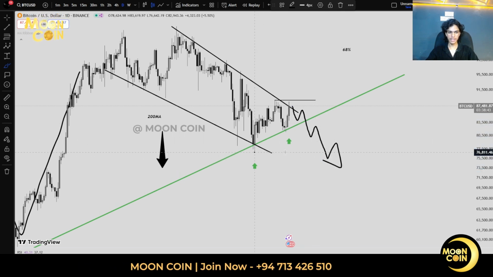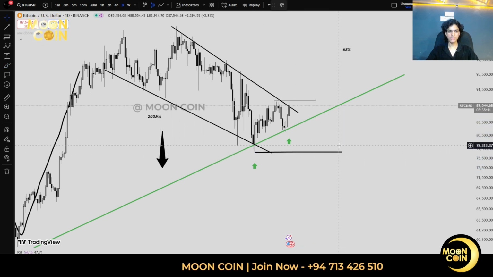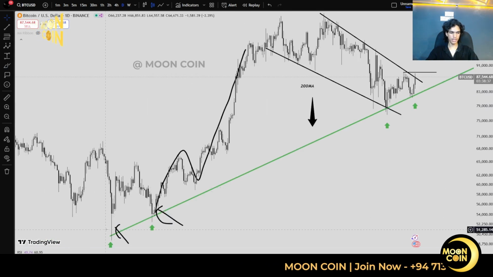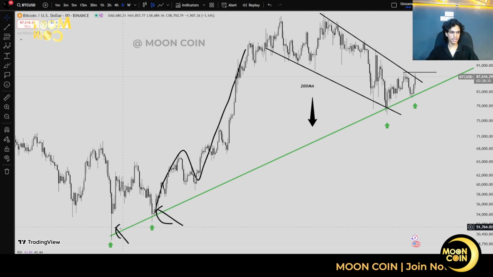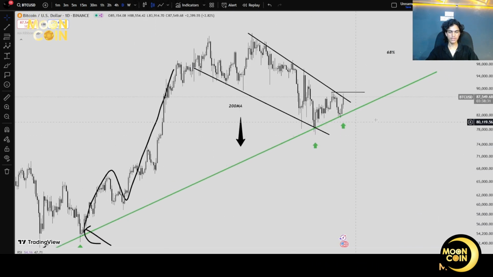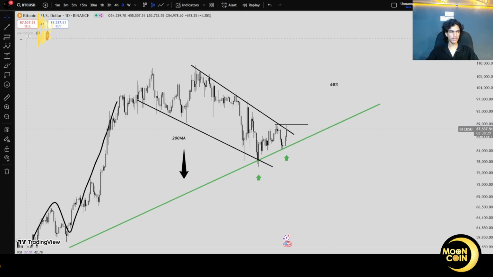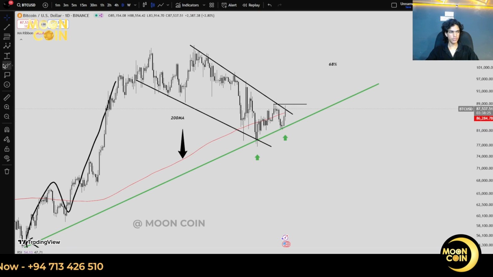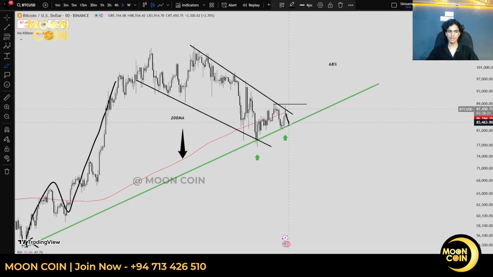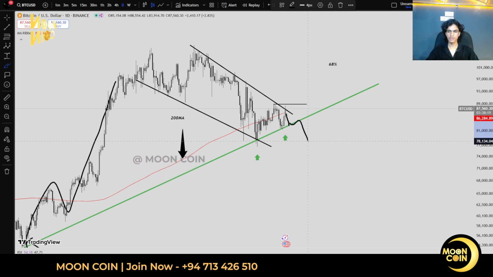So if it breaks this, you see we have this trend line over here, which is this daily trend line. So I have drawn this daily trend line. We have this mitigation, the first mitigation here, and the second one, and the third, and the fourth. So if this fails, and if we go for the moving average, if the price closes below this moving average with the rejection, then we can expect a drop.